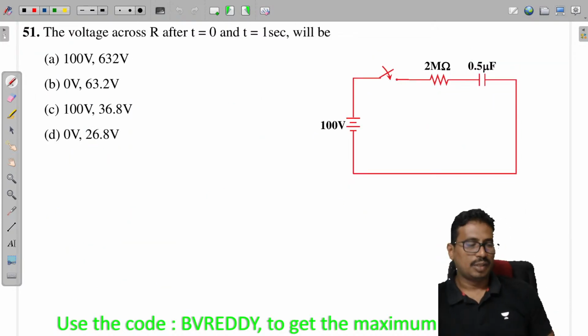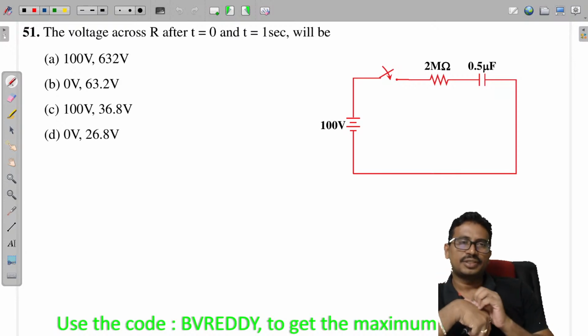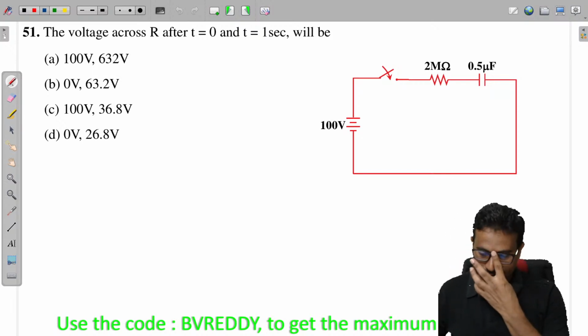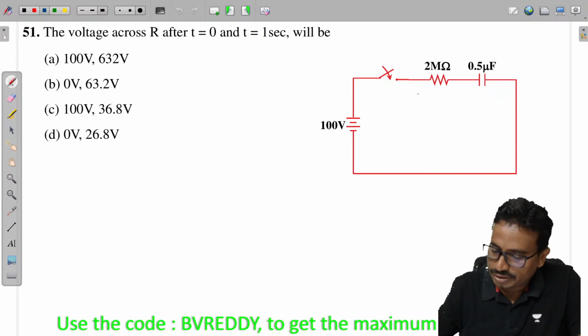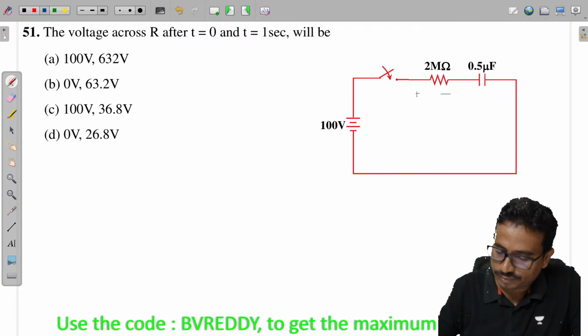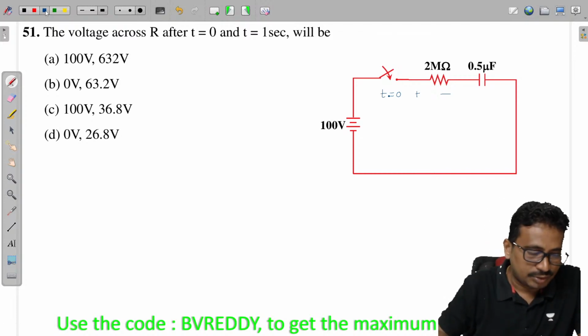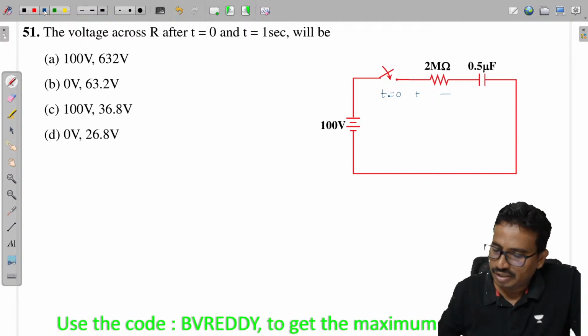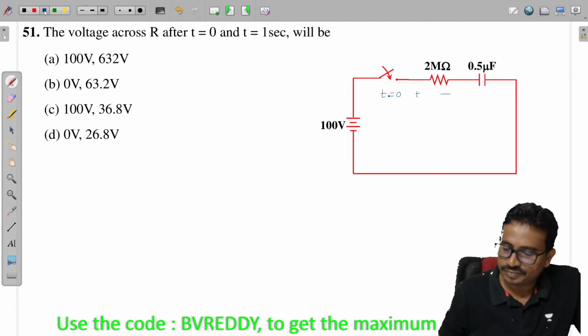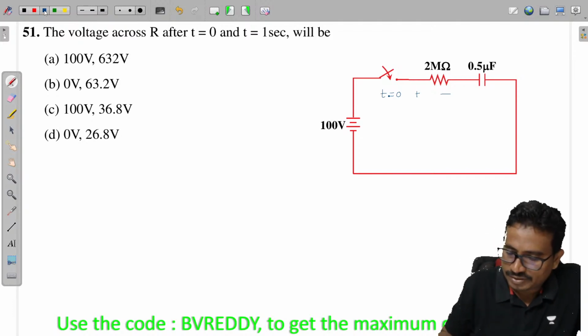Next. And take the next problem. The voltage across a resistor R at t is equal to 0 and at t is equal to 1 second is the voltage across this resistor. So here at t is equal to 0, the switch has been closed. At t is equal to 0, the switch was closed. So what we can do, tell me? I can find the voltage across the capacitor.